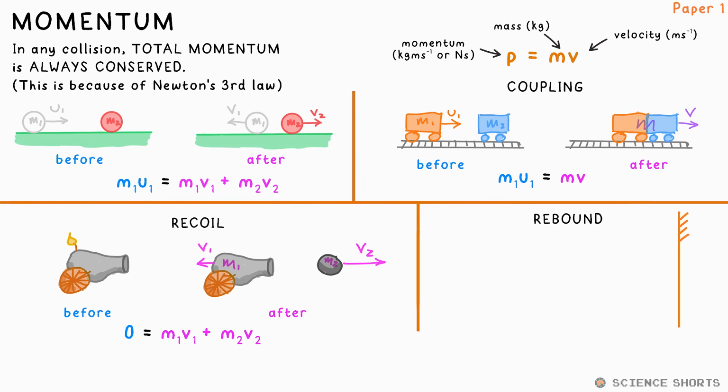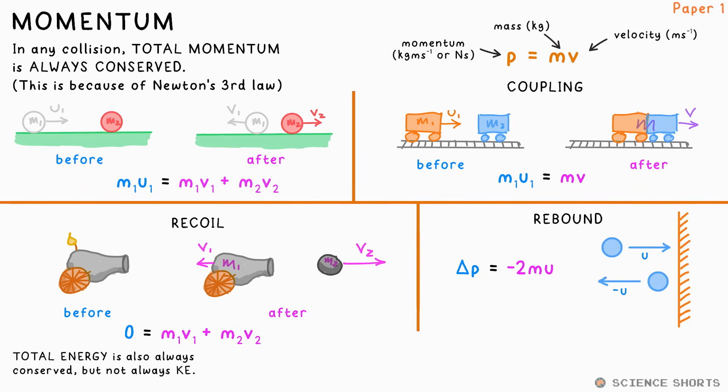When an object or particle collides with an object that essentially doesn't move, say a wall, it will rebound with the same speed, but in the opposite direction. That's not a 0 change in momentum though, as momentum is a vector. If its initial momentum is mu, where u is the initial velocity, then the change in momentum, also known as impulse, will be minus 2mu.